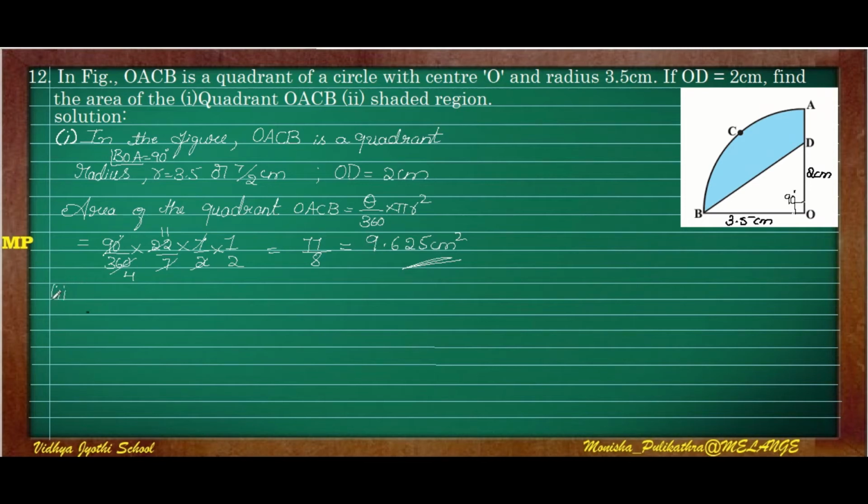So next we have to find out the area of the triangle OBD. If the angle is 90 degree in a triangle, then we have to use half into base into height. So here base is OB and height is OD. So half into base 3.5 into height OD which is 2. Here 2 cancels. So area of triangle is 3.5 centimeter square, which is also equal to 7 by 2. The last step is we have to find out the area of the shaded region.